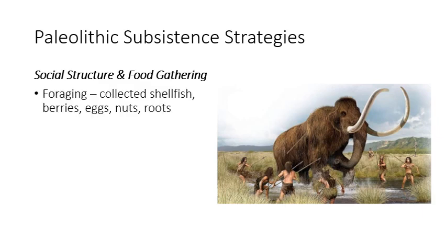So a few points we've already talked about. Here we're seeing foraging. Individuals certainly collected shellfish. They collected berries, eggs, nuts, roots. And if you're thinking of this from a paleo diet, this makes a lot of sense. This type of stuff fits into that paleo diet. In addition to shellfish, berries, eggs, nuts, and roots, they hunted large and small animals.